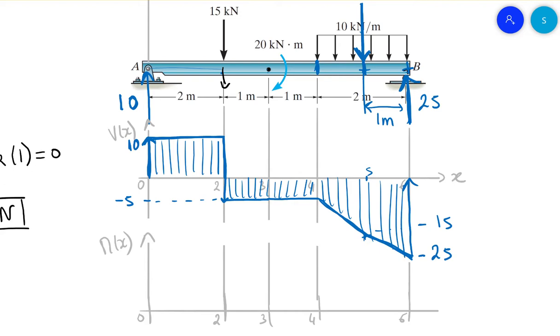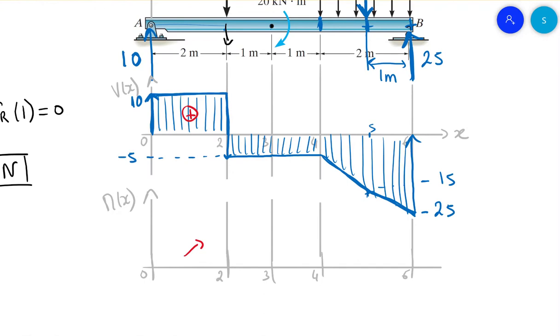Now for the bending moment, let's try to understand what happens there. Remember, when the shearing force is positive, the bending moment increases. When it's negative, the moment should decrease.